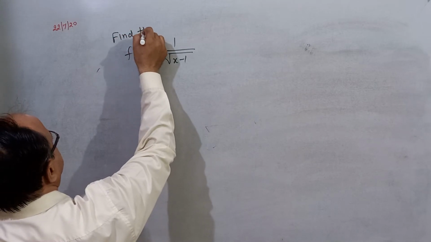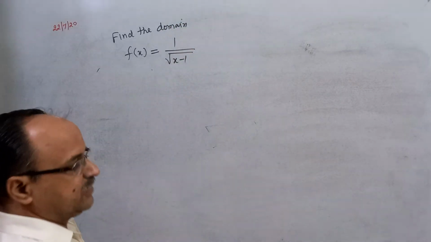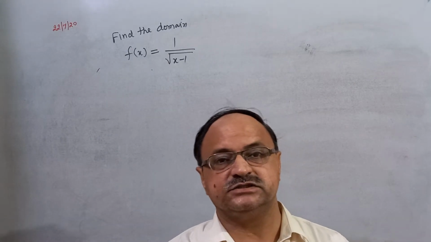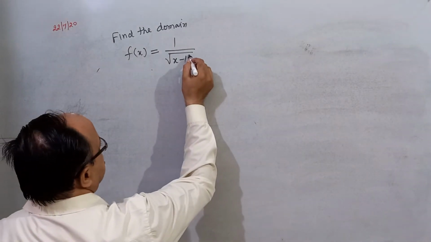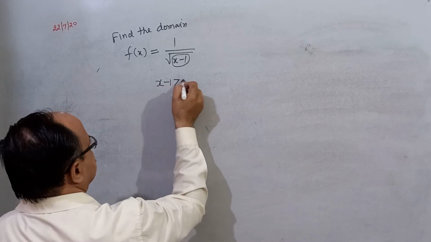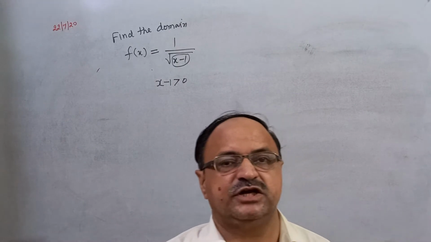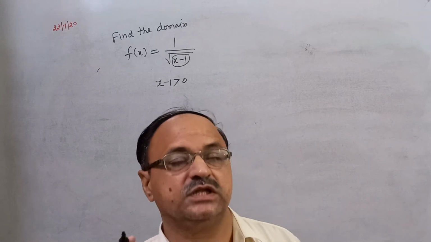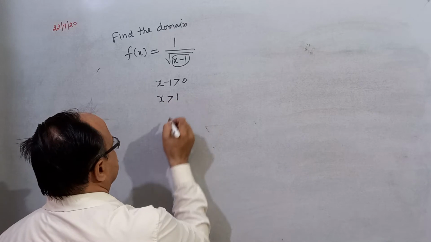find the domain. You know that in the radicand that quantity is always positive, so therefore you can say x minus 1 greater than 0, not equal to 0, because you know that in the denominator, if the denominator is 0, then the function is not defined. Therefore you can say x greater than 1.